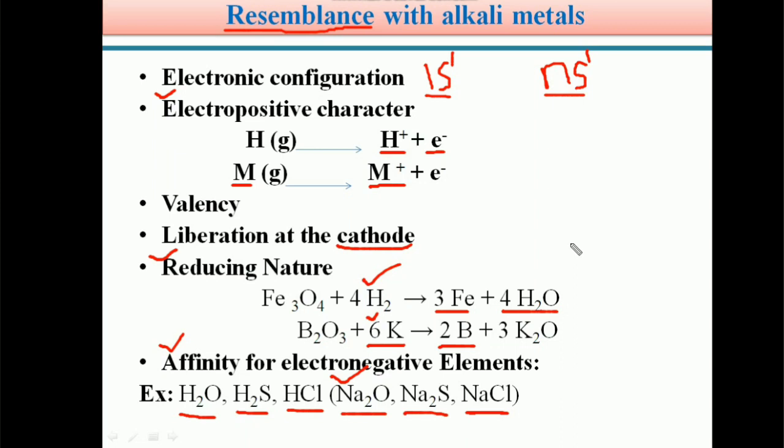So students, these are the resemblances or similarities with alkali metals. Hydrogen has some similarities with alkali metals: electronic configuration, electropositive character, valency, liberation at cathode, reducing nature, and affinity for electronegative elements. So these are some similarities between hydrogen and alkali metals.